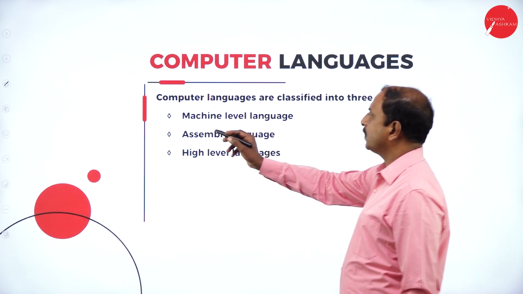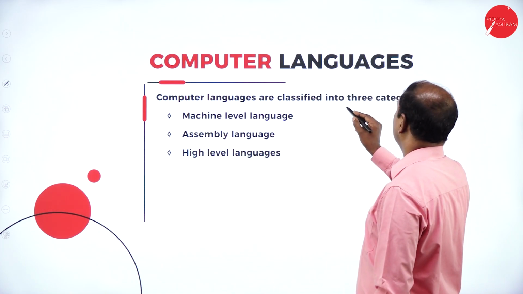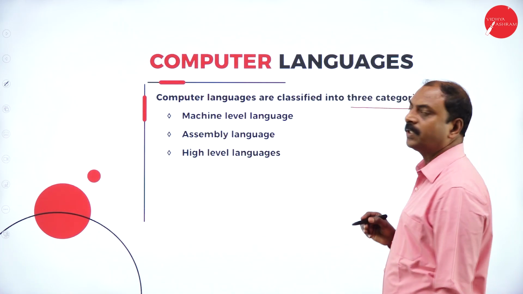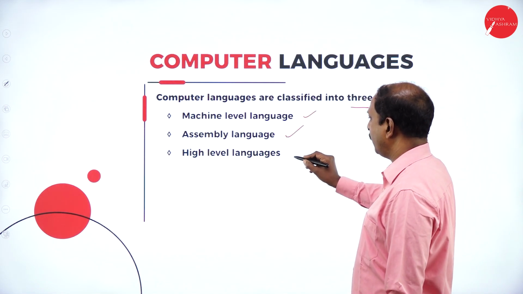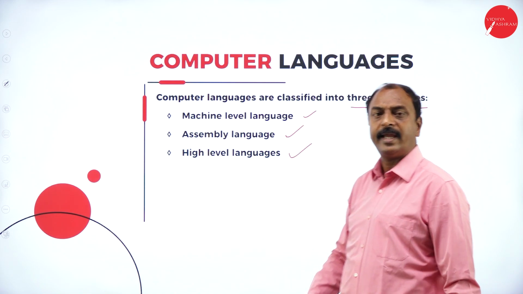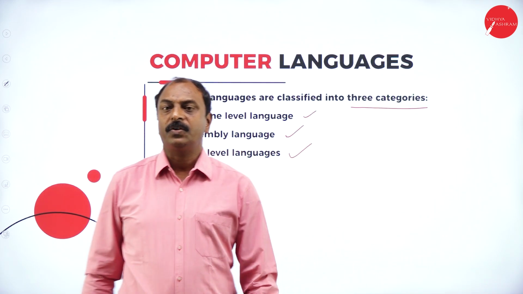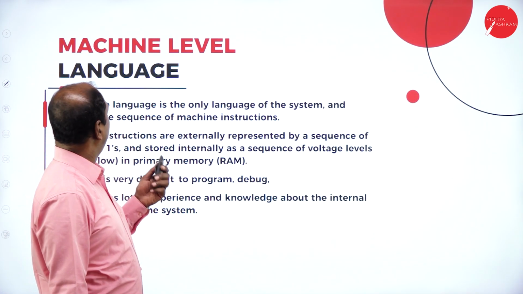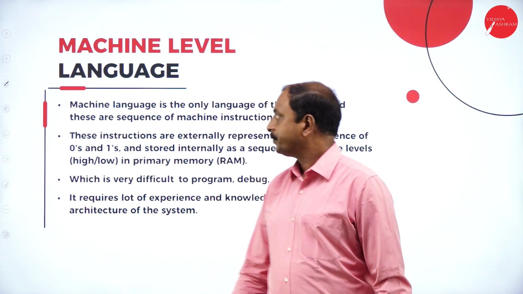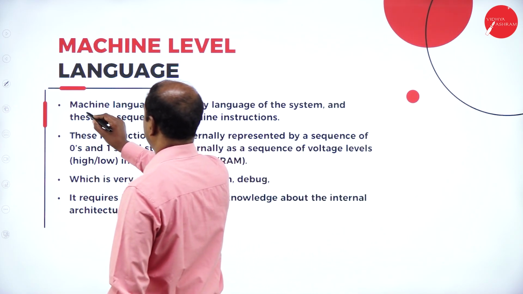Now, if you talk about computer language, there are three categories of computer languages. One is machine level language, another is assembly level language, and the third is high level language. These are three different types of computer languages. Now, let us see one by one. So, the first one is machine level language.